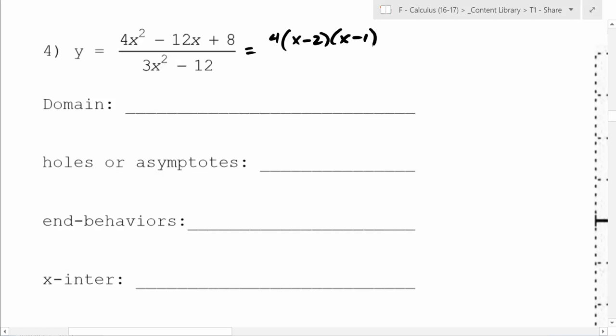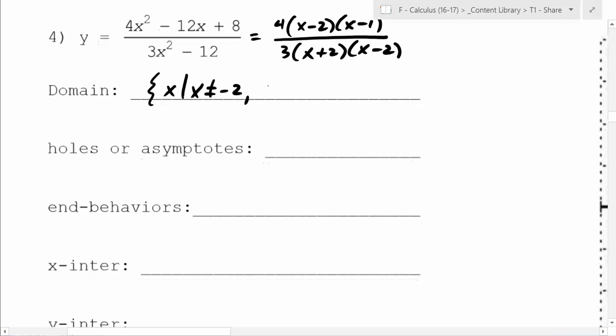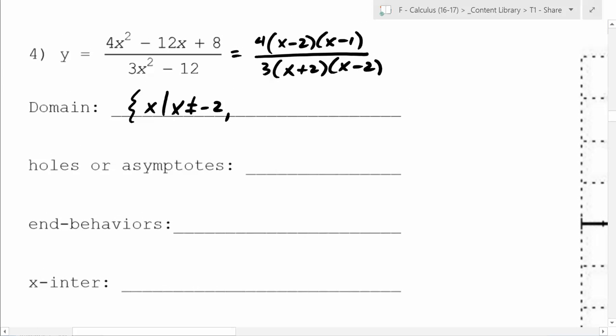Nice. And someone do the fully factored denominator for me? Raise your hand. Yeah, Natalie. 3 times x plus 2 times x minus 2. Nice. What's the domain? Someone new who hasn't spoken on this one yet? Negative 2 and what? Look at the denominator. Negative 2 and 2.